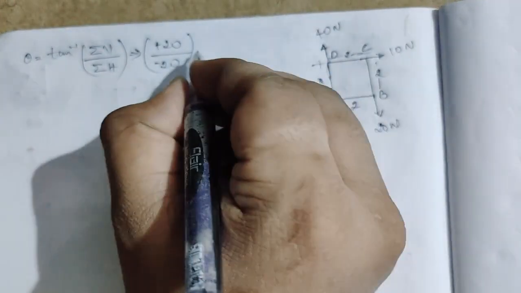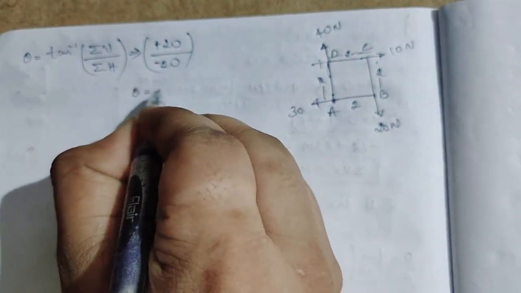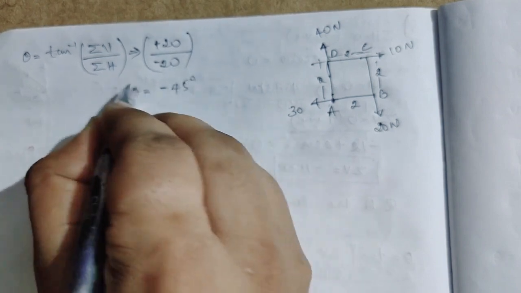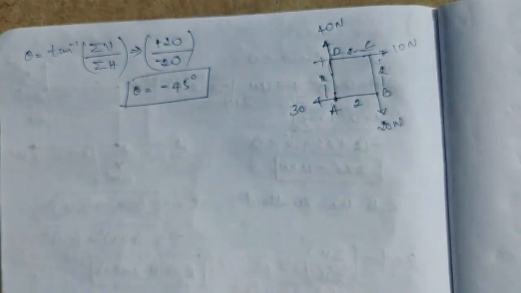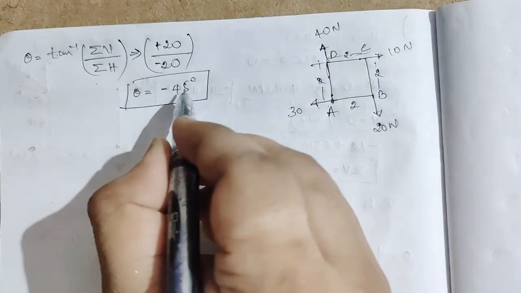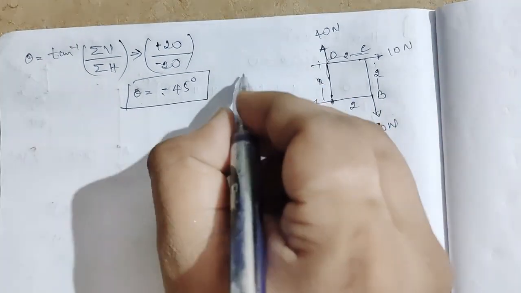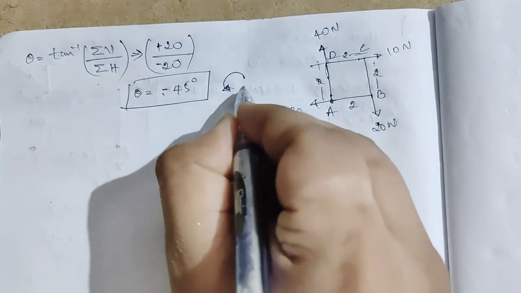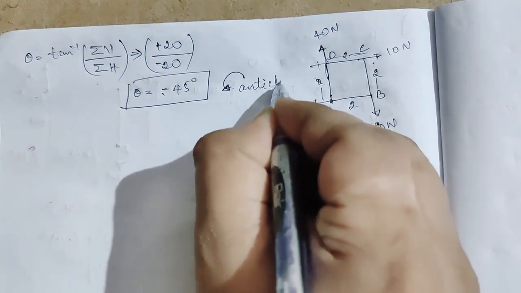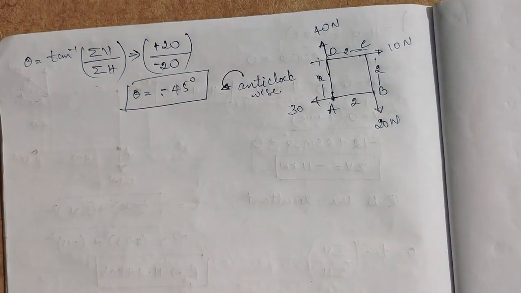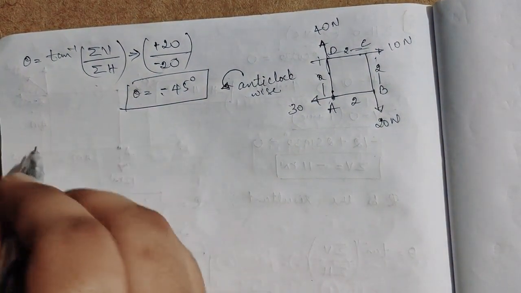Now I'll find the theta. The theta value will be minus 45 degree. So 20 cancels, so minus 1. So theta is equal to minus 45 degree. What does this minus indicate? That it is anti-clockwise direction. Okay, after this theta, what we have to find?